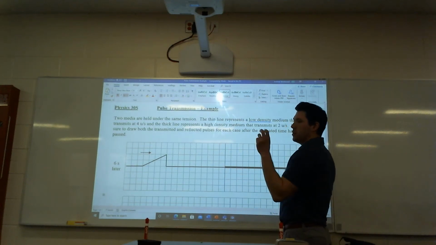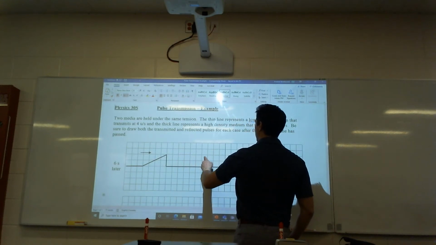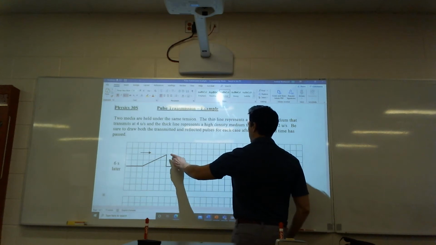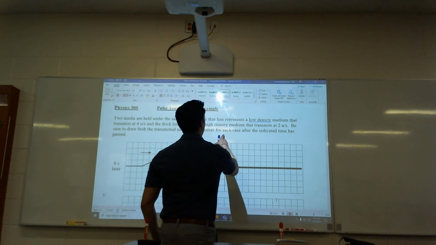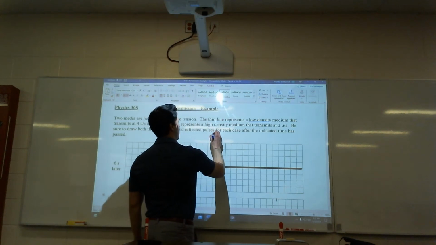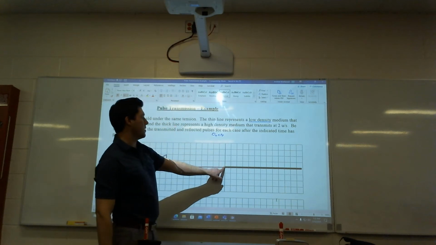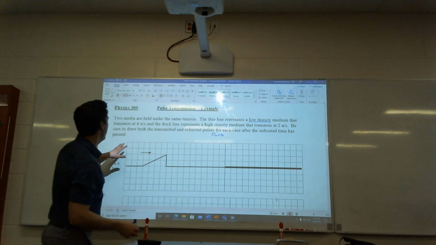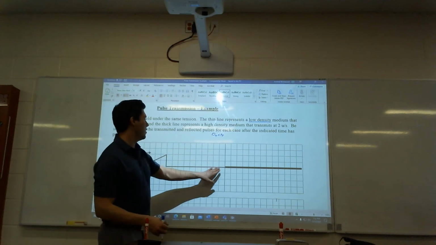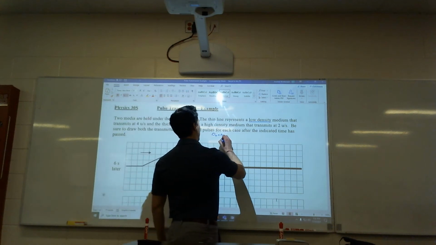So how many units or boxes does it take to get to here? It takes 1, 2, 3, 4, 5, 6, 7, 8, 9, 10. So it took 10 units to get here. That's how many units it is to get to the change. So how many seconds is that? Well, if it moves 4 units per second, that means it took 2.5 seconds. So it took 2.5 seconds to get to here.